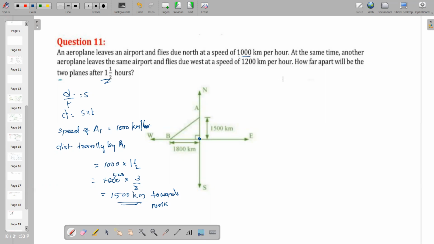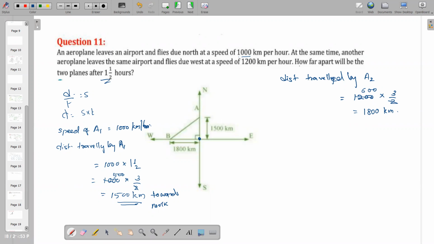And next, we can calculate the distance similarly. The distance traveled by the second one is equal to its speed, which is 1200, times the same time, 3/2. That gives 600 into 3, so you are getting 1800 kilometers. So we have both these distances.